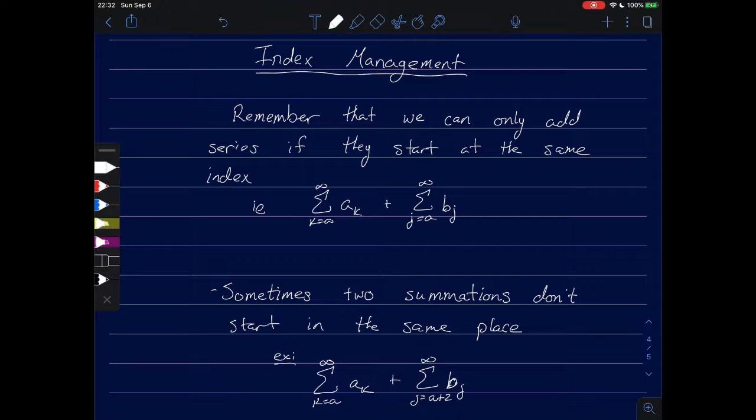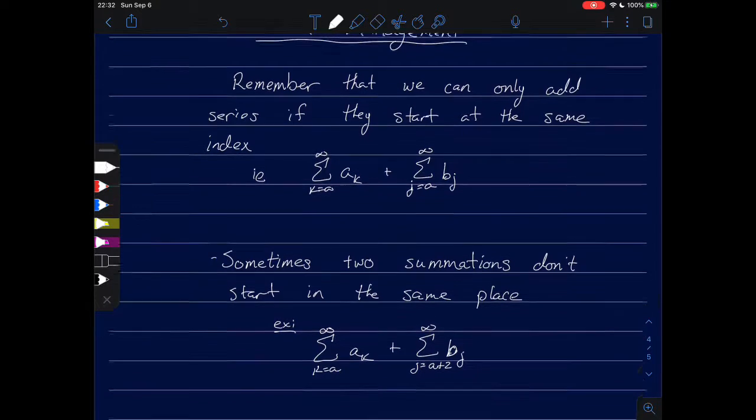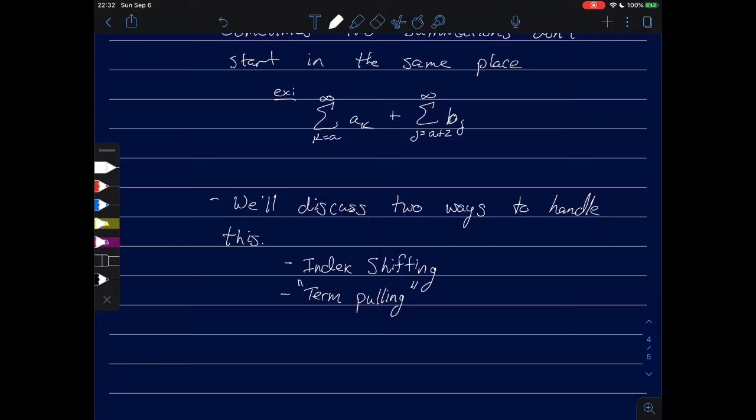Today we're going to be talking about index management. So remember that we can only add series if they start at the same index. So maybe the sum from k equals a to infinity of a_k plus the sum from j equals a to infinity of b_j. But sometimes two summations don't start in the same place.